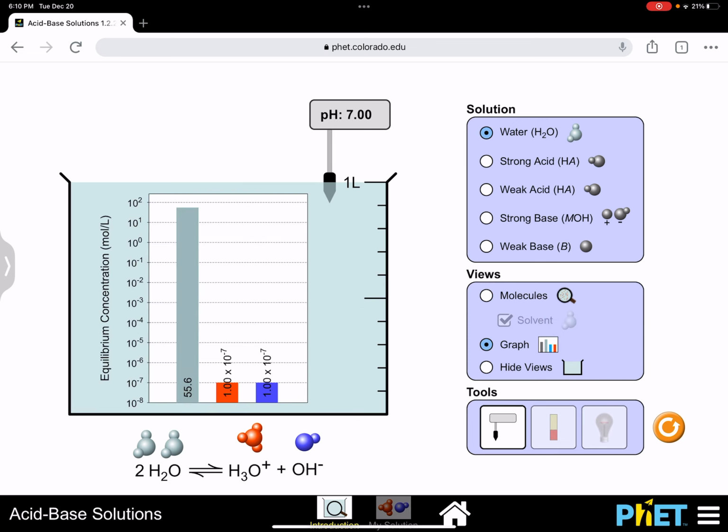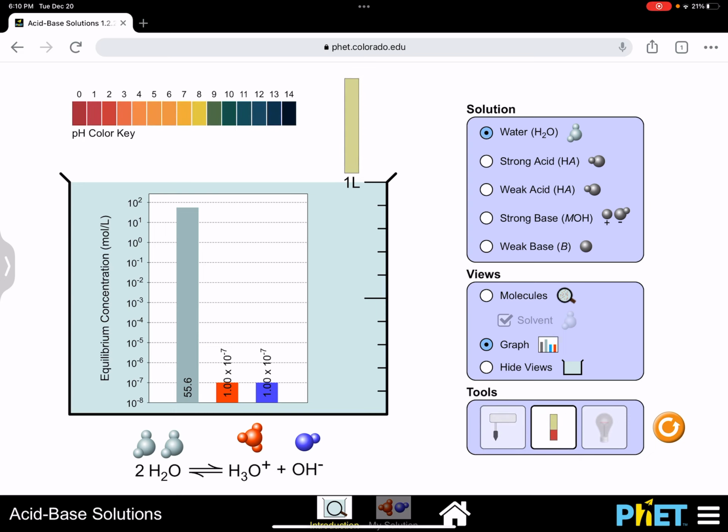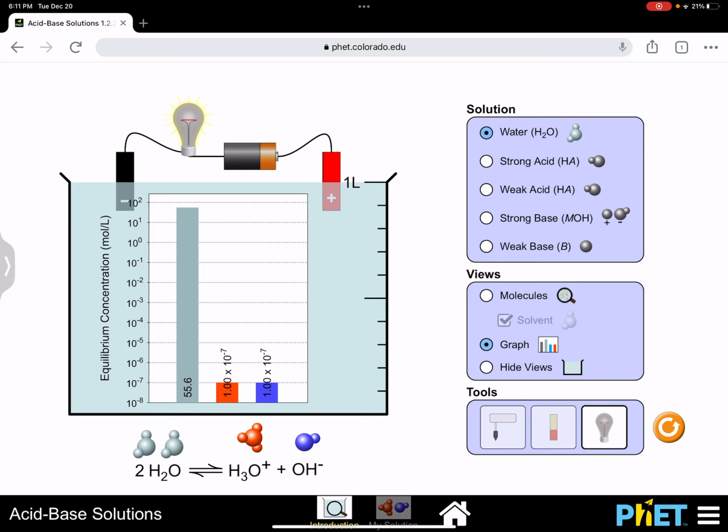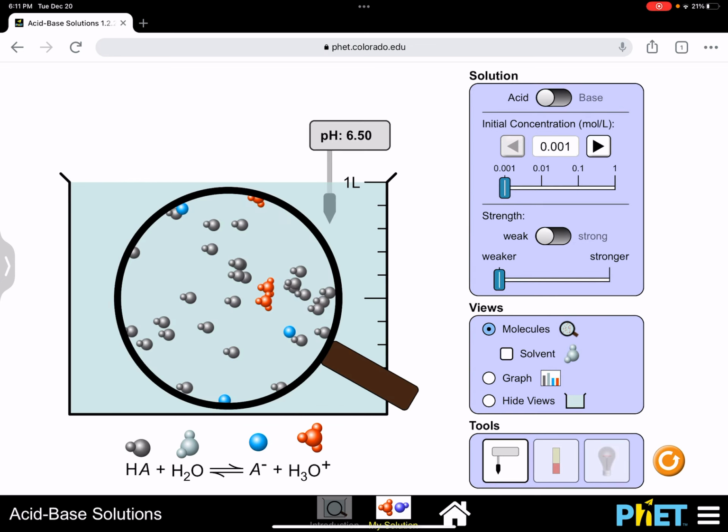You can also see it on this graph right here. There's a ton, like 55.6 moles per liter, versus the 1 times 10 to the minus 7th. Huge difference right there. Also notice that if we put the pH meter or the pH paper in, we get neutral, which is what you expect. And if you throw the light bulb in, I'm hardly getting any glow, just the tiniest bit, because I have the tiniest bit of H3O plus and OH minus, but not very much. I'm going to jump over to this other one really quick.